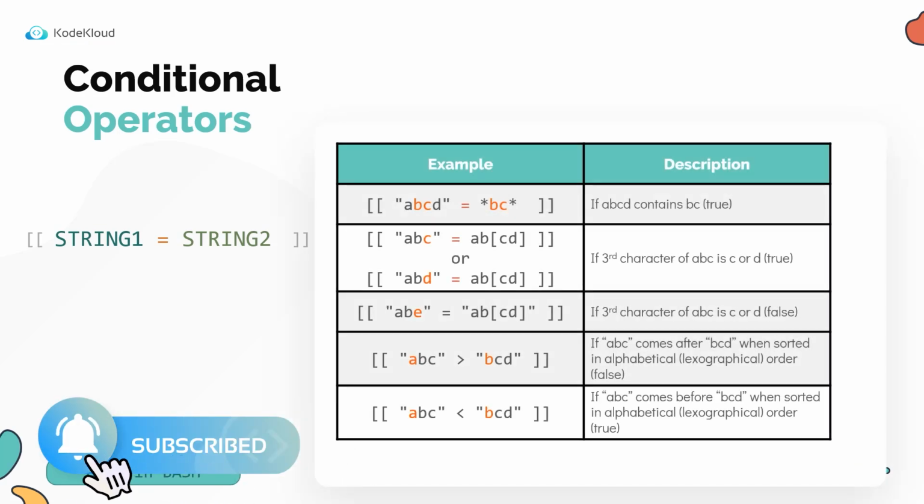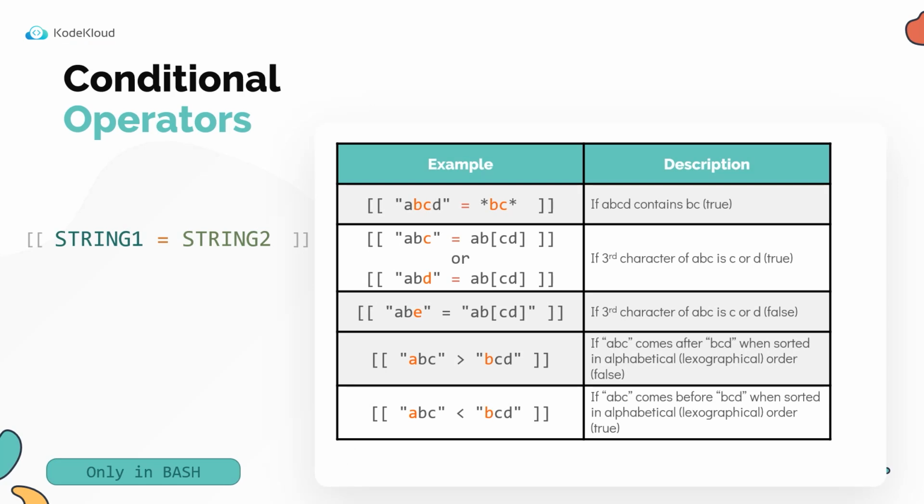The first example here checks if string 2, that is BC, is within string 1, ABCD. The star on either end of BC means that there could be anything on either side of it in string 1. The string ABCD contains the string BC, so it evaluates to true. Note that when you specify the pattern, you must not put it inside double quotes like this.